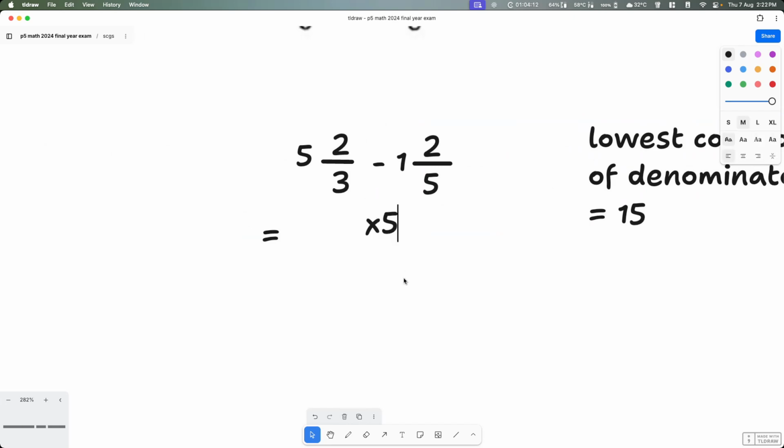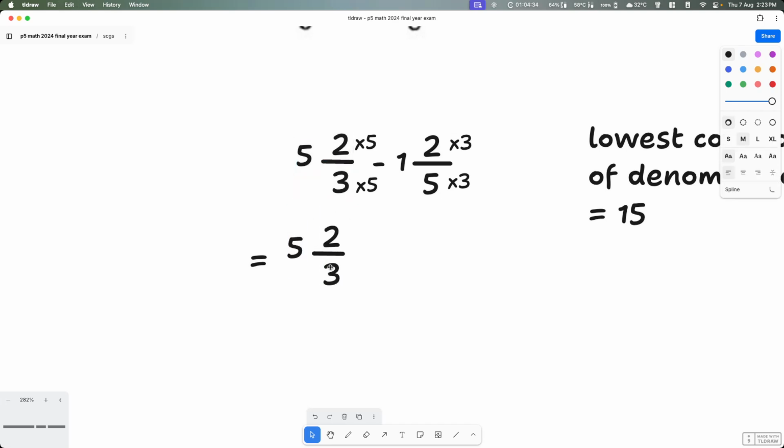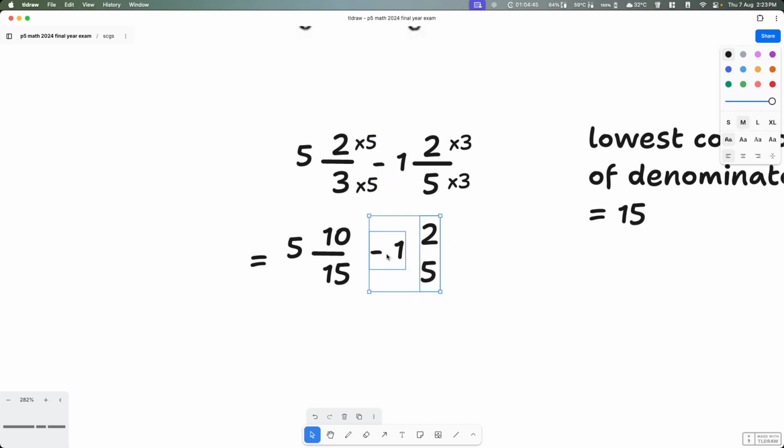We multiply this by 5, and this by 5. Then for this 2 over here, we multiply by 3 to get 15. So 3 times 5 is 15, and 2 times 5 is 10. Then we minus 1 and 2 out of 5. So 5 times 3 is 15, and 2 times 3 is 6.